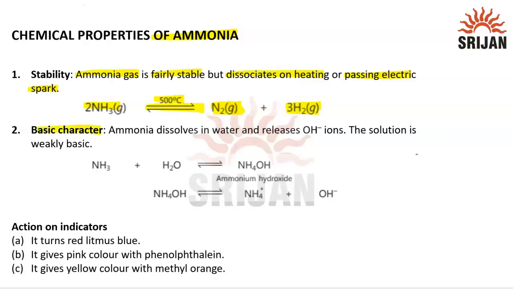Now basic character. We know that ammonia dissolves in water and releases hydroxide ions. The solution is weakly alkaline or basic. So NH3 on reacting with H2O will produce ammonium hydroxide, which dissociates into ammonium ion as well as hydroxide ion. Action of indicators: it turns red litmus blue because of its alkaline nature. Then it gives pink color with phenolphthalein, and yellow color with methyl orange.